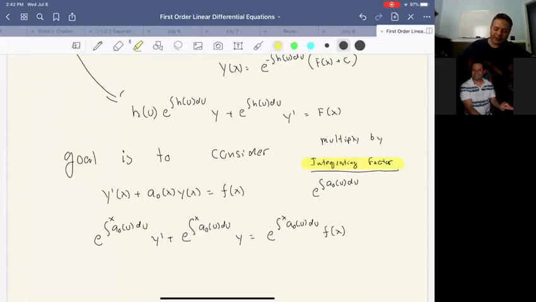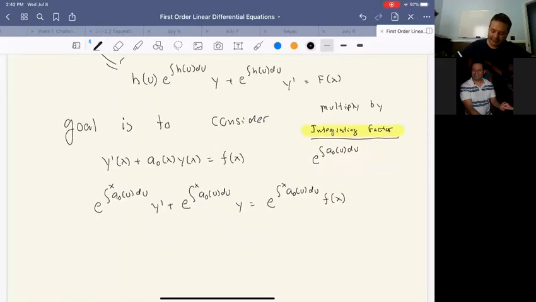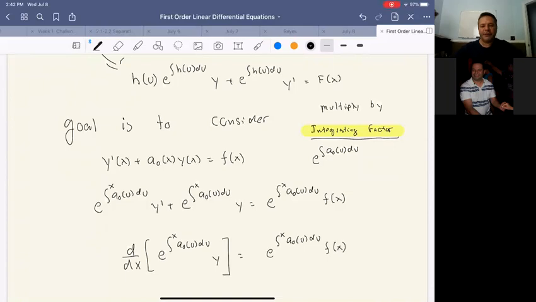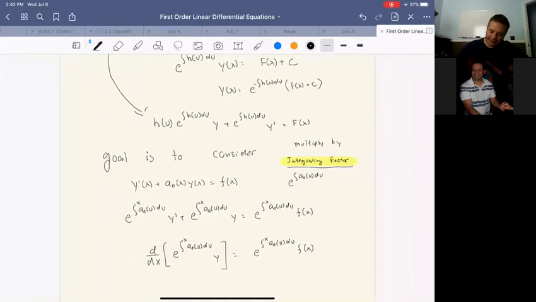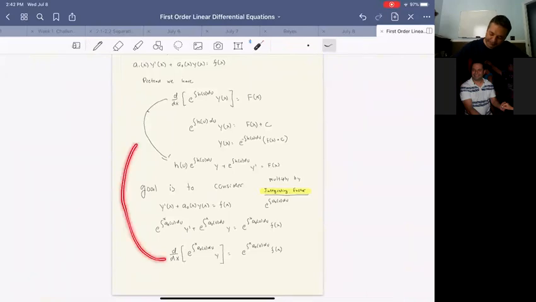Now this left-hand side is actually the derivative with respect to x of e to the integral with respect to x of a0 of u du, times y, and the right-hand side is some function of x. Then we're going to follow the procedure that we had way up here. It seems a little confusing, so let's go ahead and get into some examples.